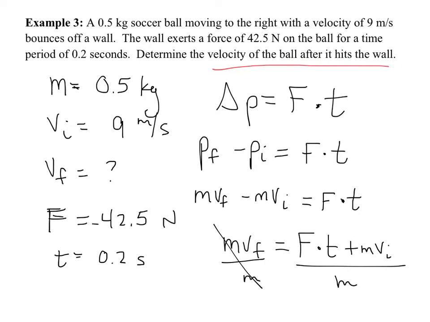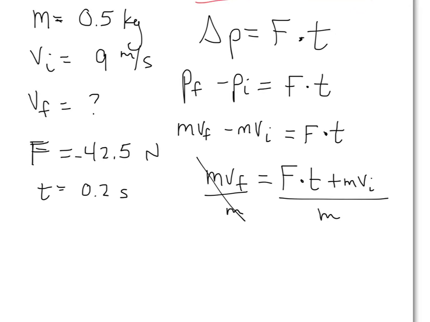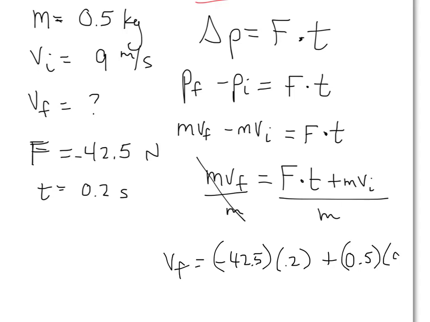Let's plug in our numbers now. The force applied is negative 42.5 newtons over a time period of 1/5 of a second. The mass is 1/2 kilogram. Initial velocity is 9 meters per second, all over the 1/2 kilogram.